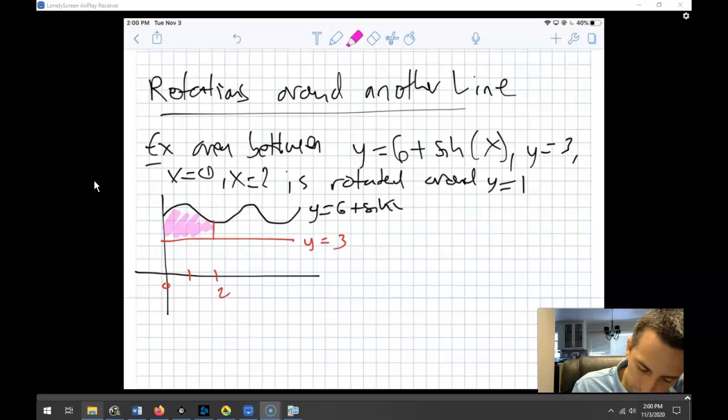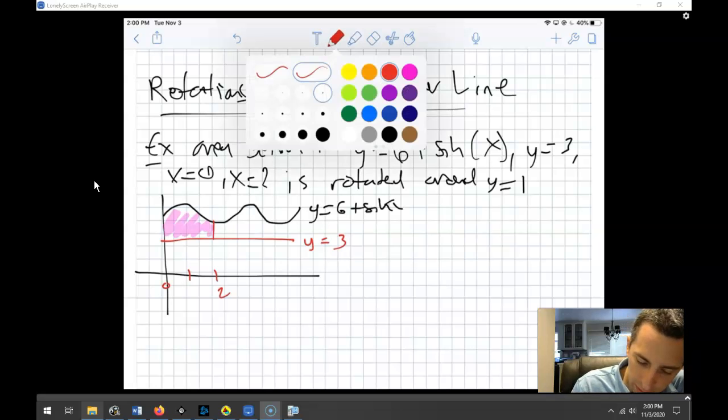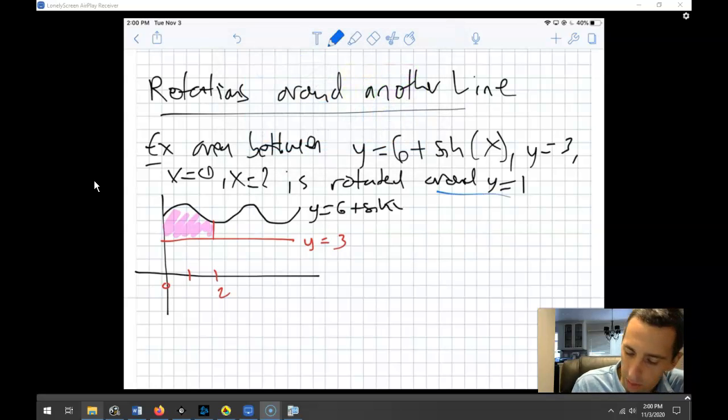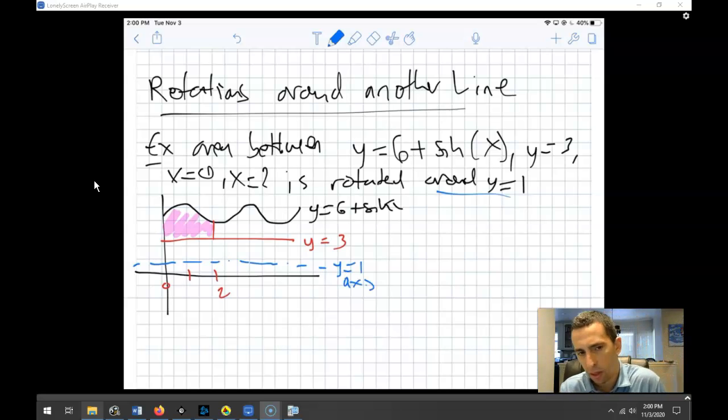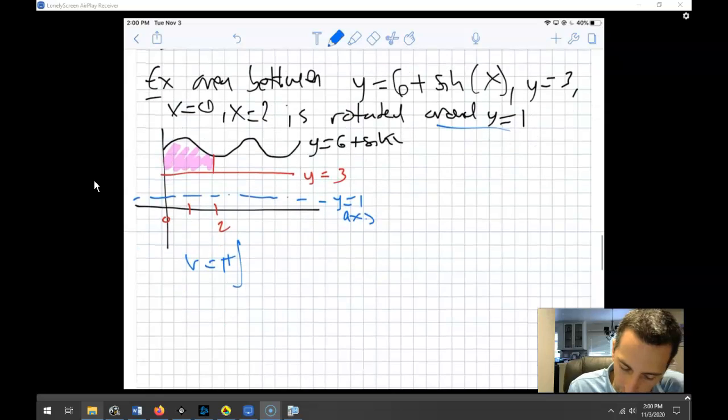Now in this first example, we're going to rotate this around the line y equals 1. Let's sketch what that's going to look like. So y equals 1 looks like this. This is my axis. As we saw from the video, we're still going to have donuts. So my volume is still going to be pi times some outer radius squared minus pi times some inner radius squared.